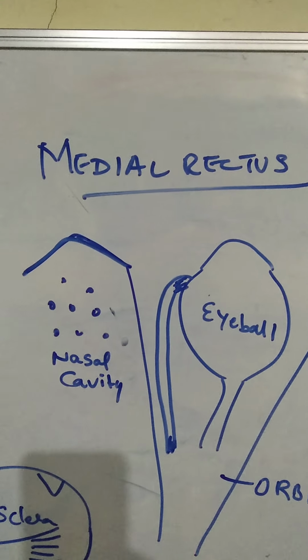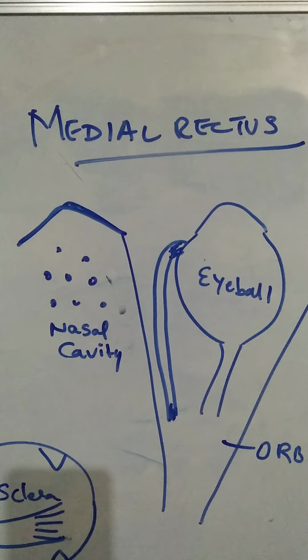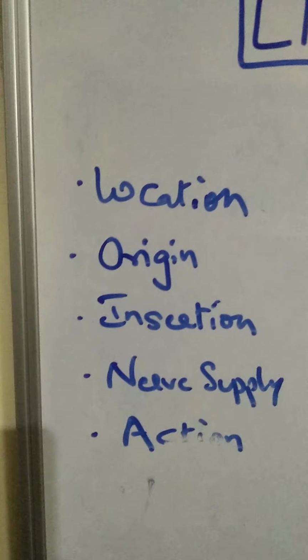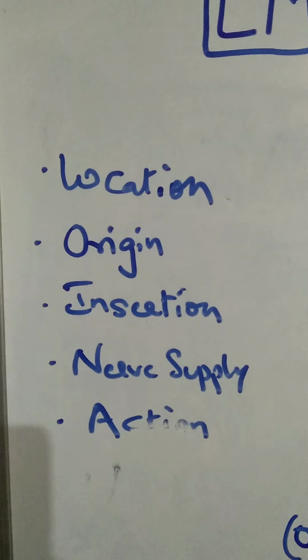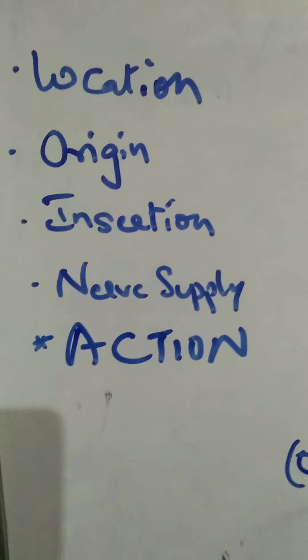So let's start with today's topic, medial rectus. This medial rectus is one of the muscles around the eyeball. So the location, origin, insertion, nerve supply and action of this muscle.